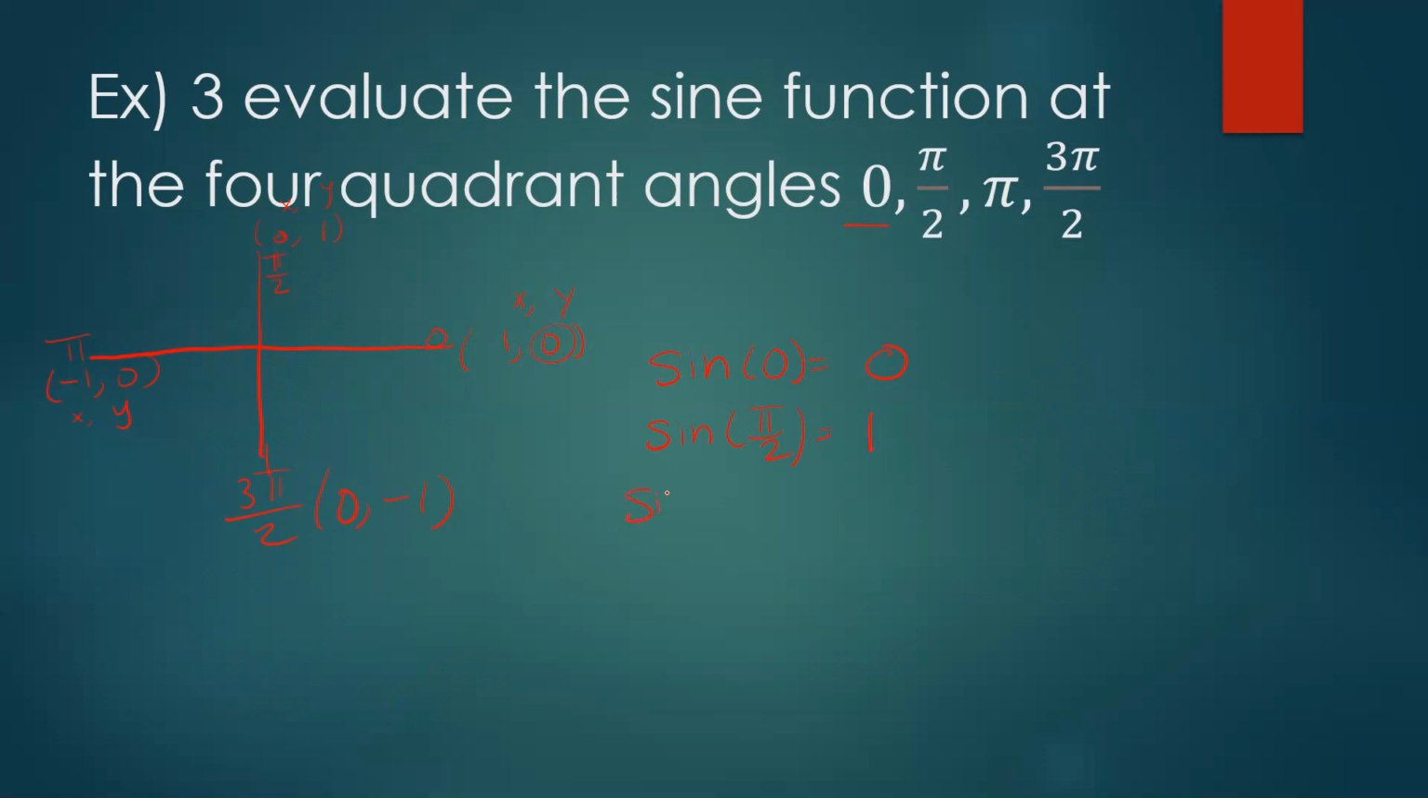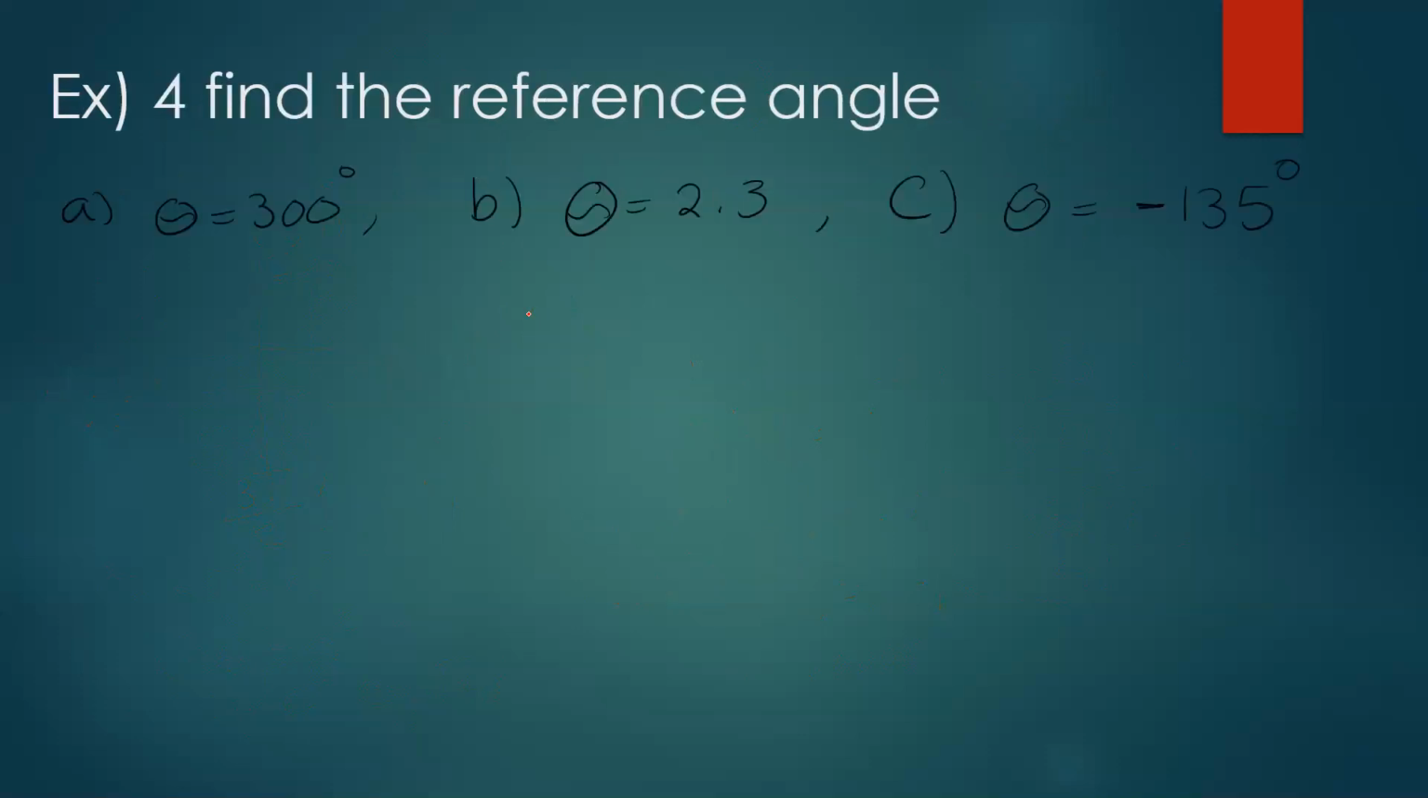And then let's do sine of pi. Here's pi. The y value of this coordinate would be 0. And then sine of 3 pi over 2. Here's 3 pi over 2. The y value of this coordinate is negative 1. Okay, I hope that makes better sense. And if they want you to find the cosine, you just look at the x value of each coordinate. Okay, so number 4 says, now we're dealing with reference angles.